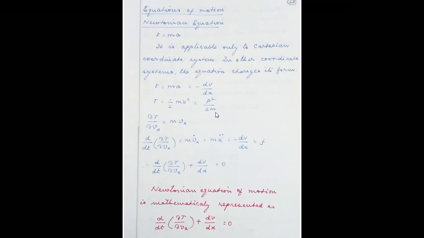Look here, this equation can be written like this. Force is equal to mass times acceleration, which is equal to minus dV by dx, which is called the conservative force. It is the negative differential of the potential energy with distance, which means that when distance comes down, the potential energy comes down. It is minus dV by dx. And the same force can be written in terms of kinetic energy. T is equal to half mv squared, which is equal to p squared by 2m. Actually, in mv squared, I am introducing one m in the numerator and another m in the denominator.